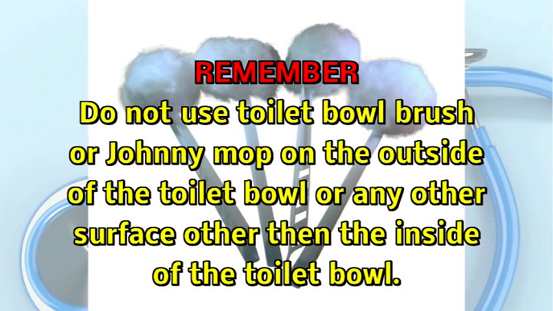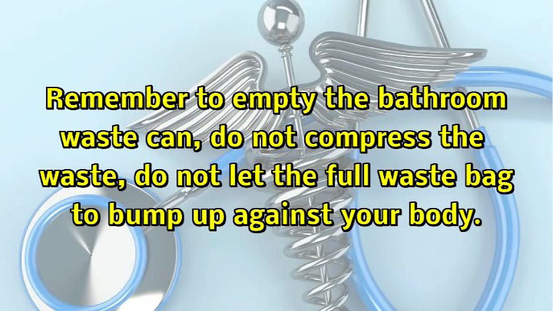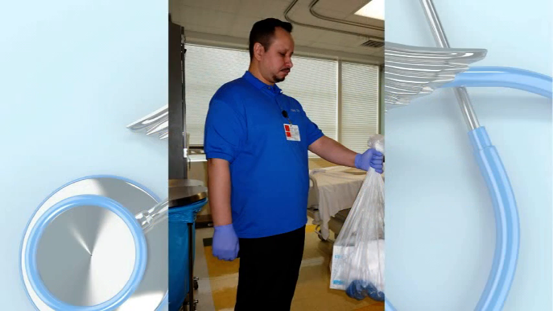Note: do not use toilet bowl brush or Johnny Mop on the outside of the toilet bowl or any other surface other than the inside of the toilet bowl. Remember to empty the bathroom waste can, taking all the same precautions used in emptying the patient room waste can. For example, do not compress the waste, and do not let the full waste bag you have pulled from the can bump up against any part of your body. Wipe the waste can clean and reline with a new, clean liner.